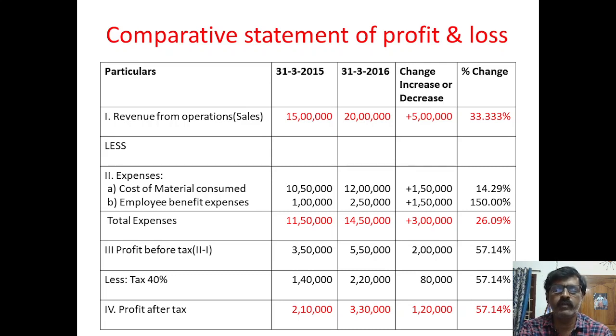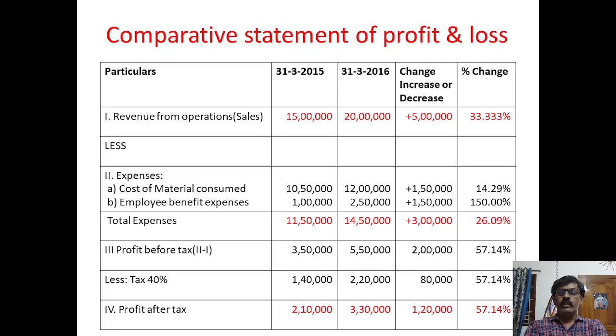Then employee benefit expenses, it's like salary, other employee related expenses. For the first year, that is 2015, it is 1 lakh, and for 2016 it is 2 lakh 50,000. Therefore, it is increased by 1 lakh 50,000. 2 lakh 50,000 minus 1 lakh, 1 lakh 50,000 is the absolute change.